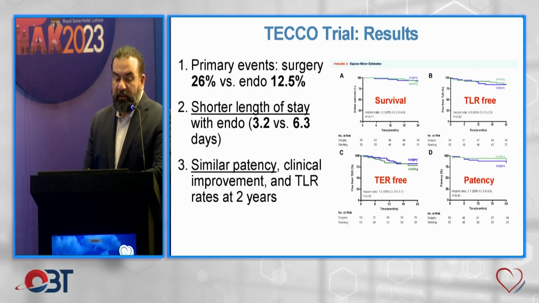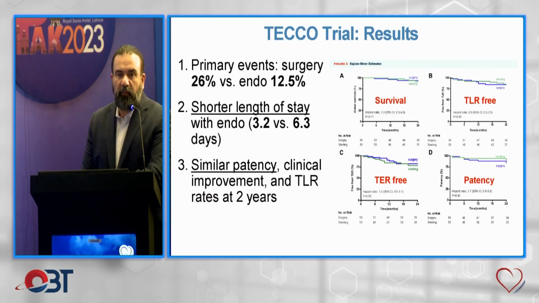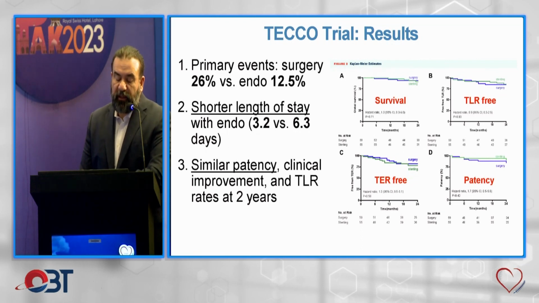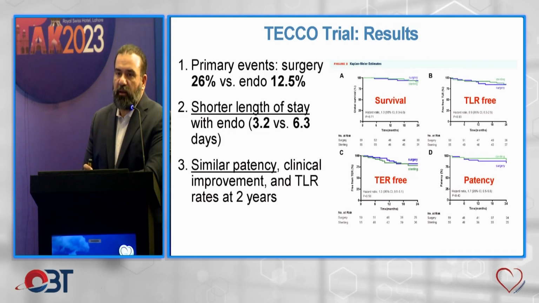And what they found was that when you looked at primary events at the time of the index procedure, there were more complications with surgery compared to endovascular, 26 versus 12.5%. The length of stay was also shorter within the endovascular group, though in the comments they wrote that one of the reasons it was 3 days for endovascular is because that's what's mandated by practice there. In our practice, if I do a common femoral stent, patients often go home the same day. So for me, it would be 1 versus 6 days.